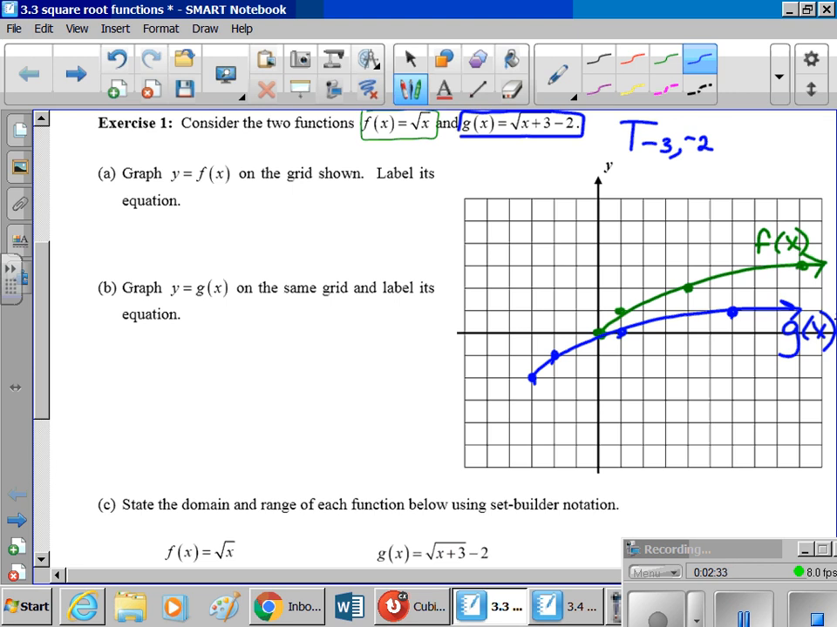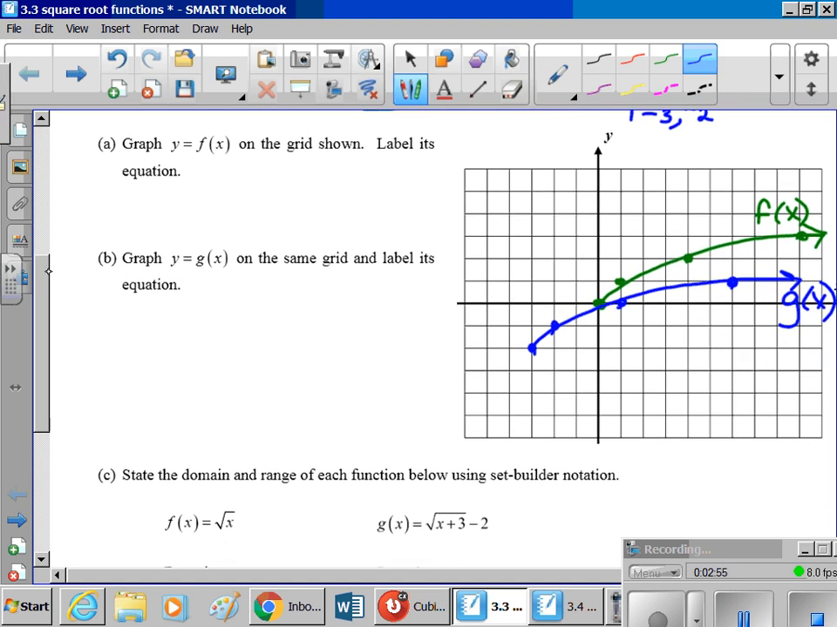Label its equation, which we did, f of x and g of x. Remember what the rule is, that if you have more than one graph on a set of axes, you have to make sure you label them. All right, so C says state the domain and range of each function. So after you get that written down, meet me down at the bottom because I have to pull this out of the window of the smartboard.